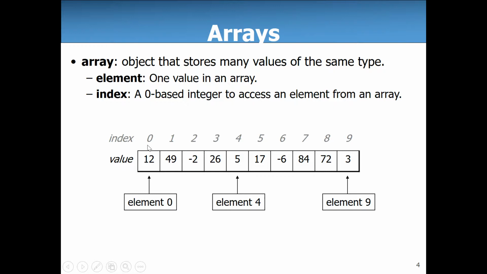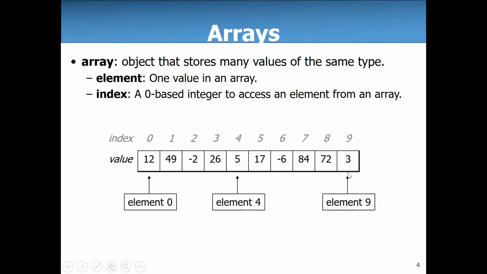So what we say is that if we create an array, this is how we visualize an array of integers. This is an array of integers, and we say that element 0, that means the element at index 0, its value is 12. The element at index 4, its value is 5. The element at index 9, that value is 3.